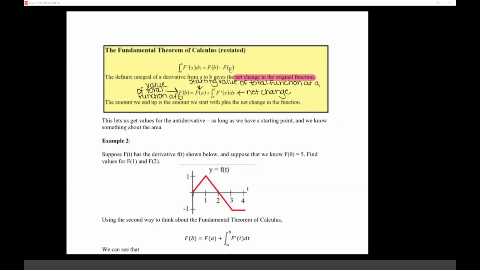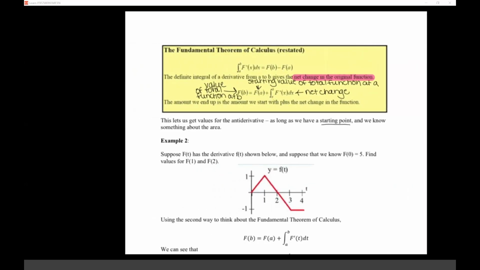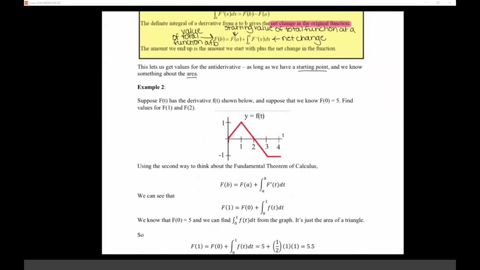Okay, and all they did here was they solved for f of b by adding f of a to both sides. Okay, so they get rid of f of a over here, and it shows up on the other side of the equal sign with the integral and a plus sign in front of it. Okay, so you can get values for your antiderivative as long as you have a starting point and you know something about area. Okay, so let's take a look at this. Okay, here are a couple of examples.